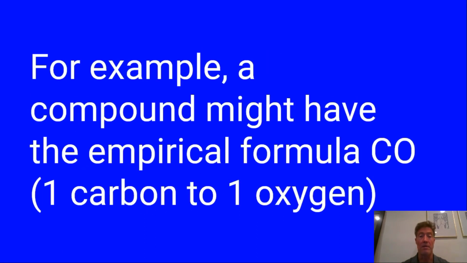So a compound might have the empirical formula CO. If that were also the molecular formula, we would call that carbon monoxide. But basically, we're saying that in this compound, my ratio of carbon to oxygen is 1 to 1. I have 1 carbon for every 1 oxygen. If, for example, my empirical formula was CO2, then for every 1 carbon, I would have 2 oxygens. And that would be my lowest whole number ratio of my elements to each other.